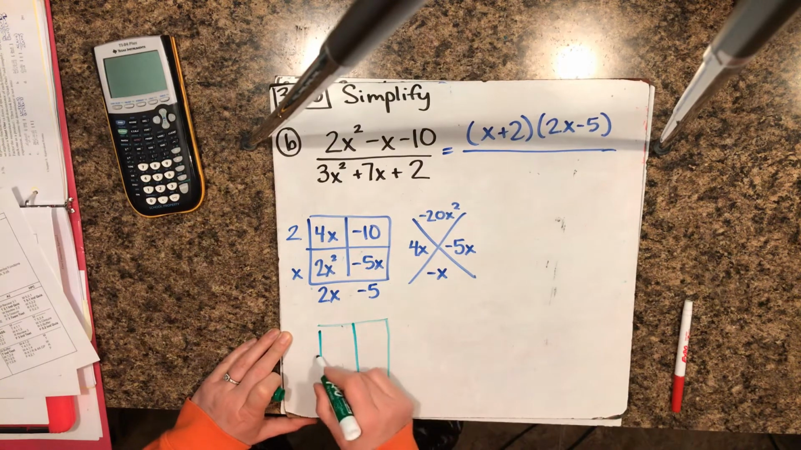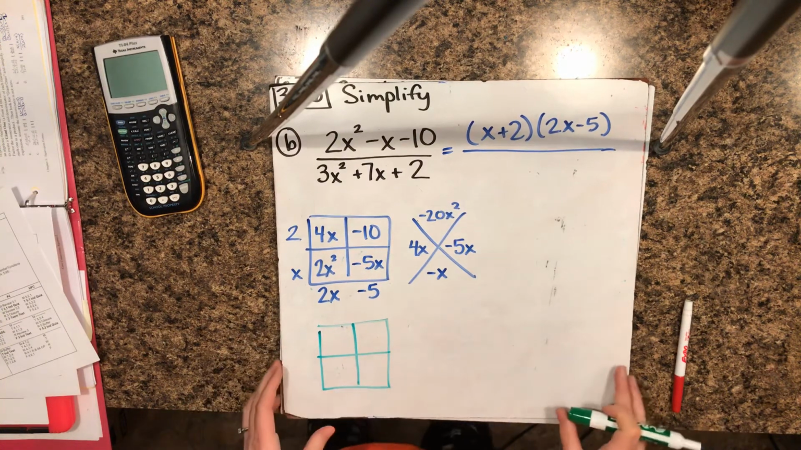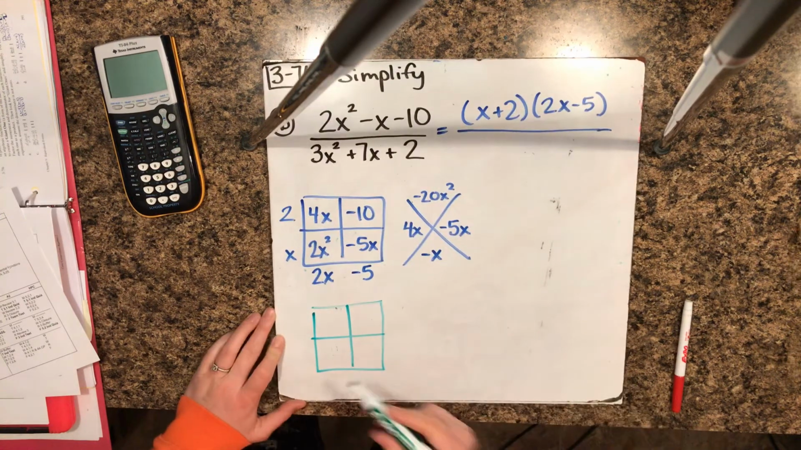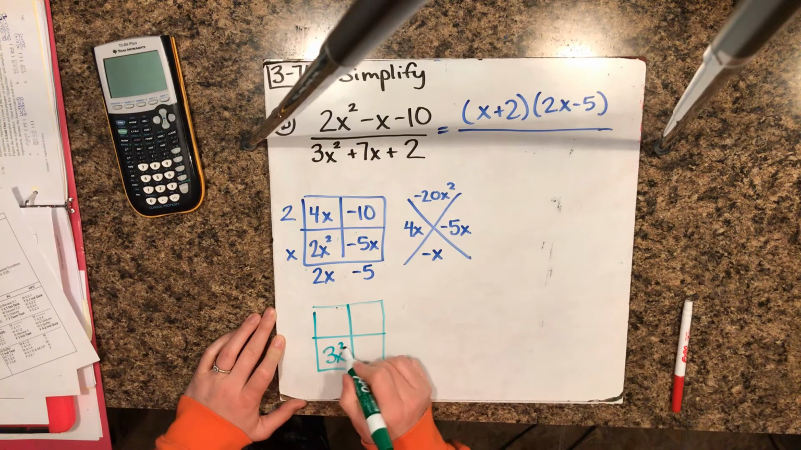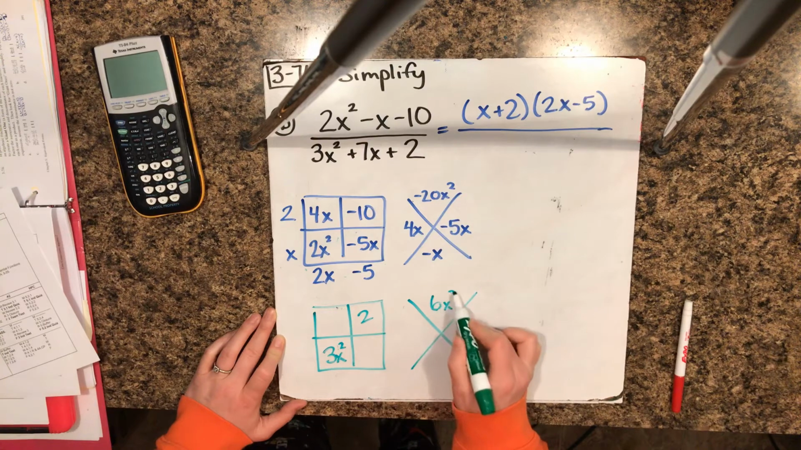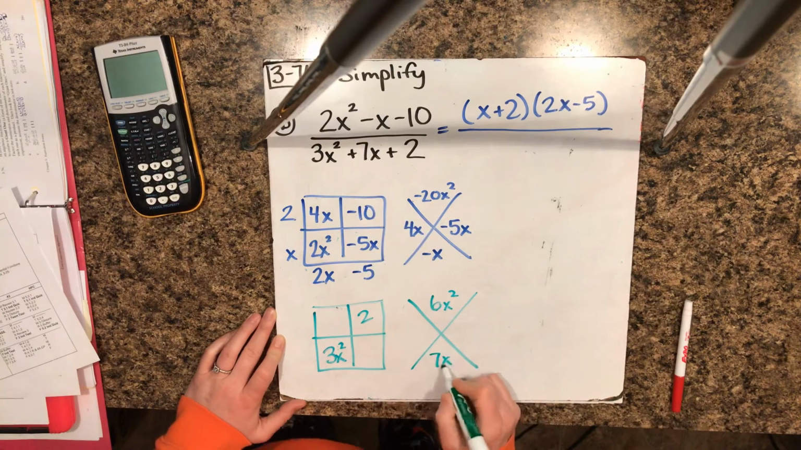And it should be a little bit of a clue. If anything's going to simplify or cancel out, it's going to have to be one of these two factors. So let's see what happens. I have a 3x squared. I have a 2. I multiply those together and I get 6x squared. What's remaining is 7x on the bottom.